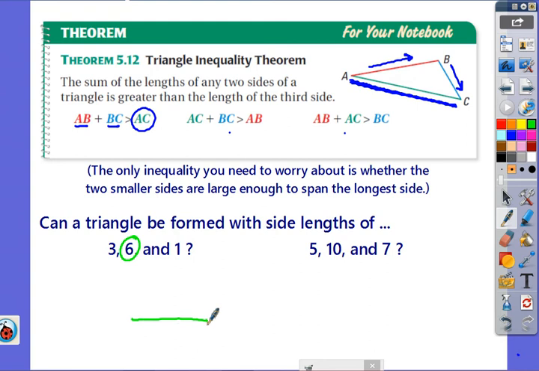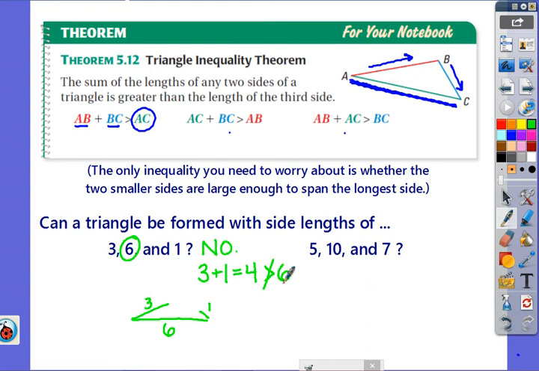So if I had a 6, am I going to be able to get across the river with a 3 and a 1? And I'm going to go with no. And so you can say no. If it asks you to explain your answer, here's what I'm looking for. I just want you to say that 3 plus 1, which is only 4, is not bigger than 6.